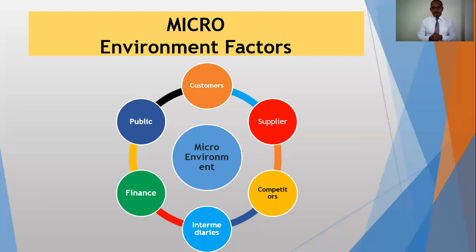Micro environment factors are the factors in the immediate area of operation affecting its performance and its decision making freedom. So here I present 6 micro environment factors which influence the business. All these factors have influence on the business. That influence may be favorable or unfavorable depending on the conditions and situations. Here the 6 micro environment factors are customers, suppliers, competitors, intermediaries, finance and public.